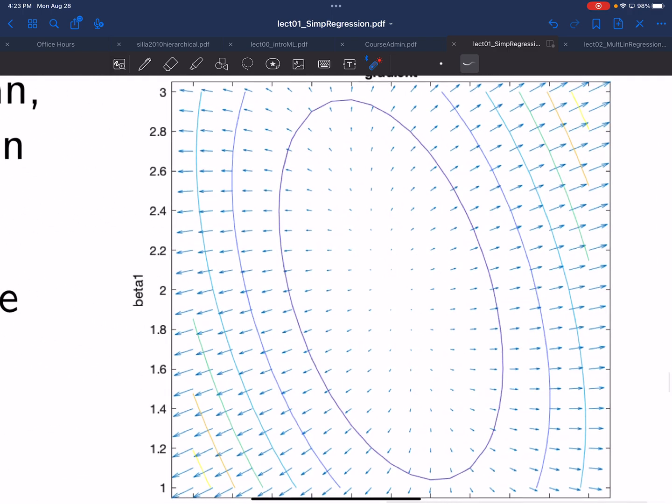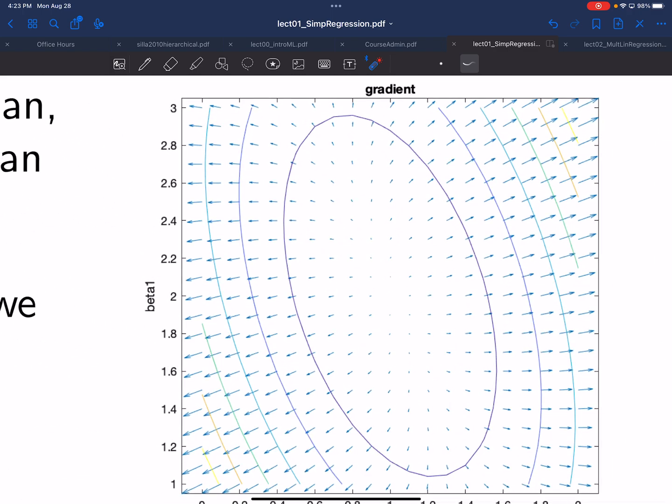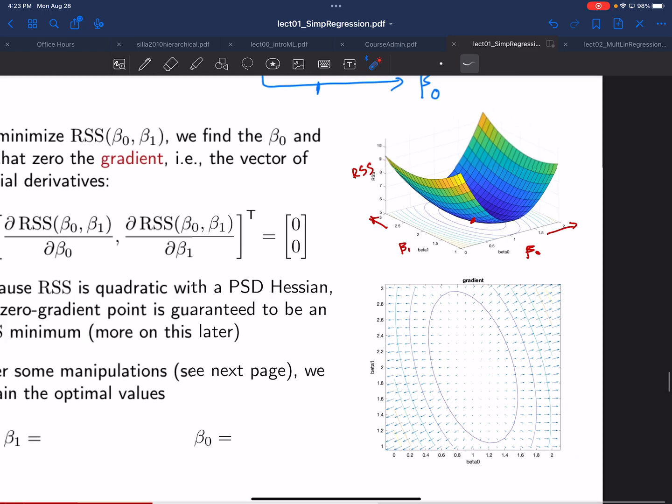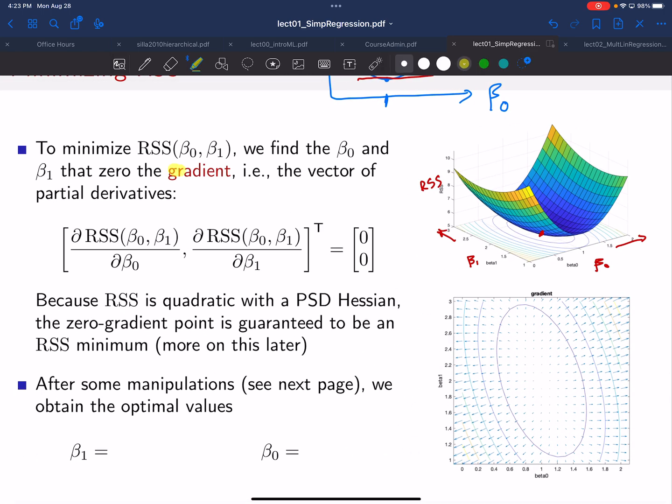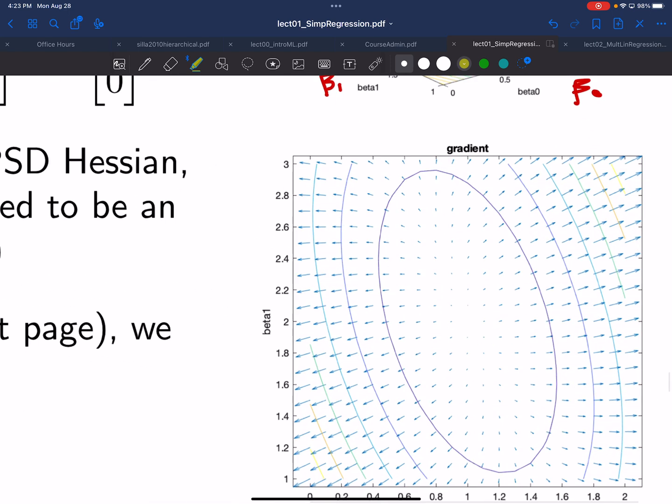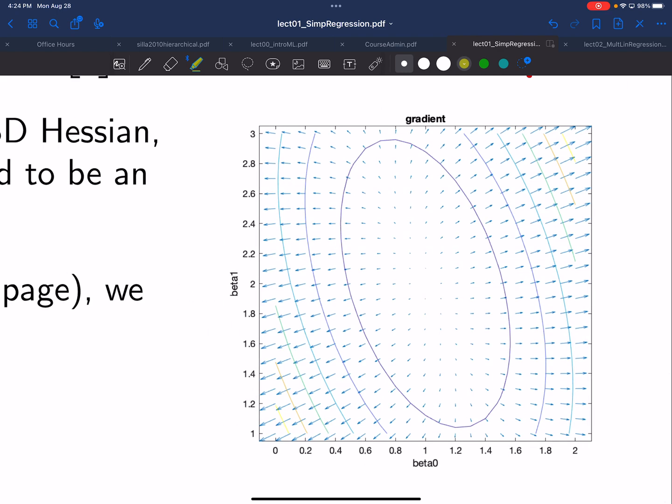This plot on the bottom actually shows using arrows the value of the gradient. So this vector here is called the gradient. This is a vector of partial derivatives. And in this bottom plot, those little arrows show you the direction of that vector, and they show the magnitude of the vector according to the length of the arrow. So the longer the arrow, the longer the gradient, or the steeper the surface. And so what do you notice right here in the center?